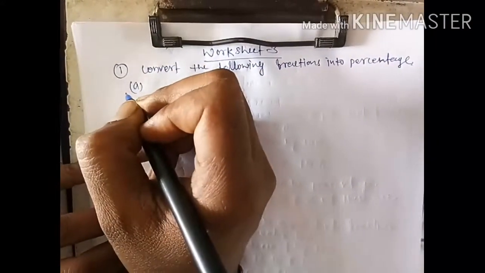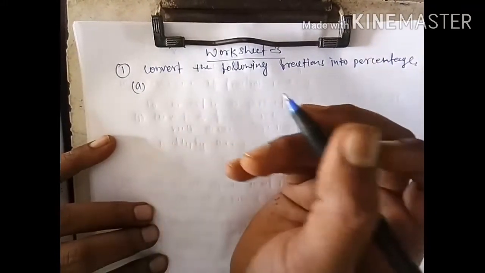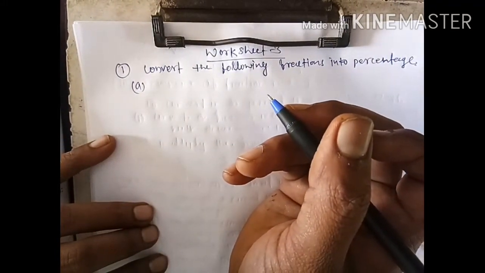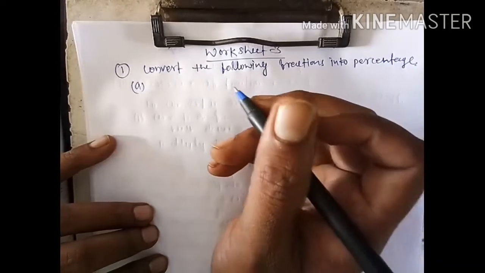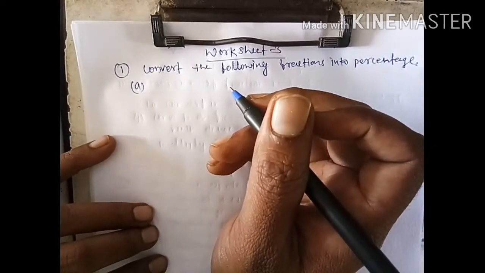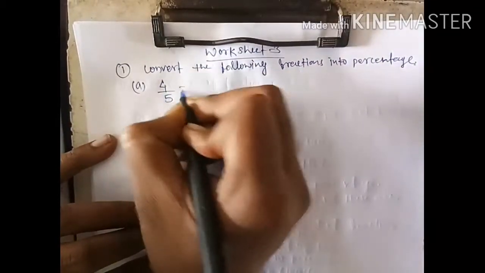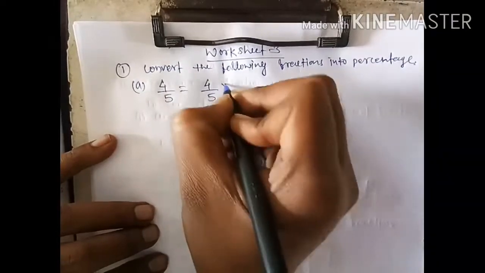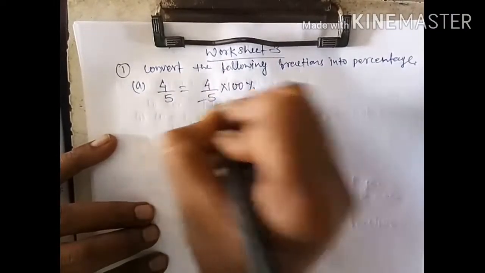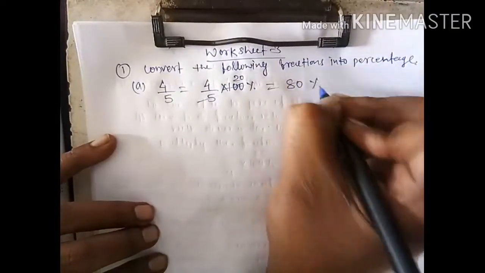We know that when we have to convert fraction into percentage, simply we multiply by 100. So here 4 by 5, we can write 4 by 5 into 100%. Here 5 cancels with 100, 20 times, so you get 80%.